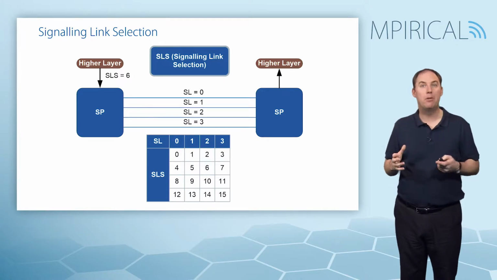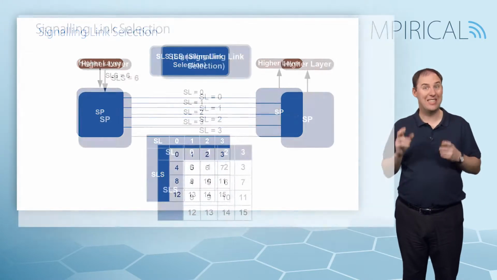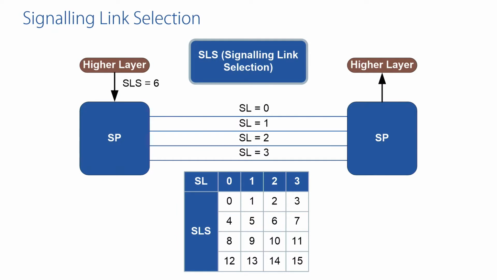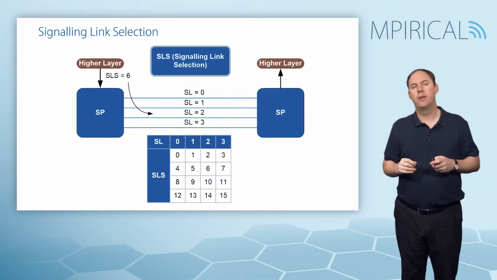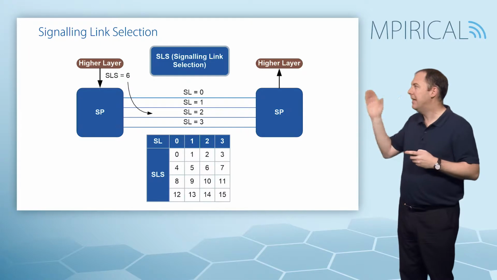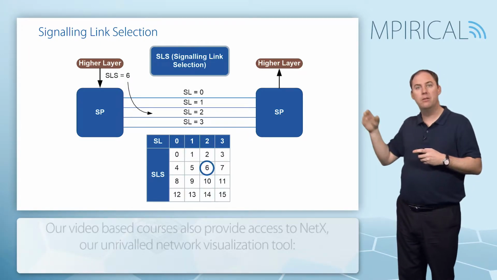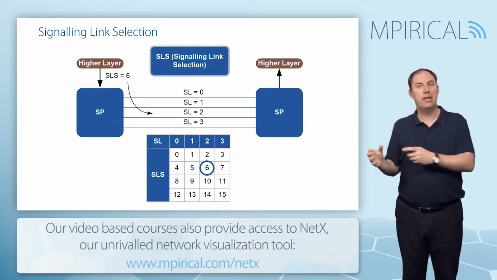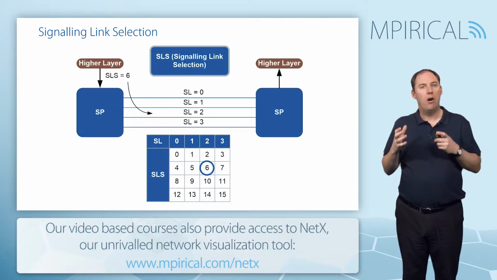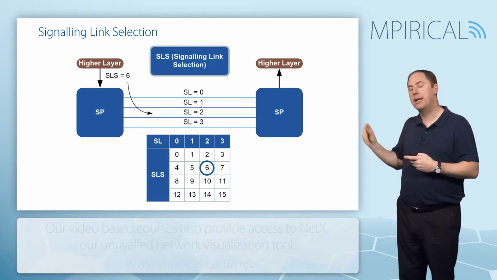So in my example, because I'm using signaling link selection value 6, I'm going to use signaling link number 2. So that's where I'd expect the signaling to be sent for this particular user. Now you might say, well, signaling link selection value 6 always goes down signaling link 2, and that would be the case unless there was a failure of that particular signal link and we'd have to remap the table.